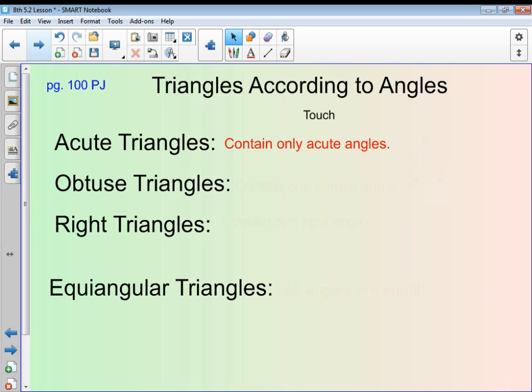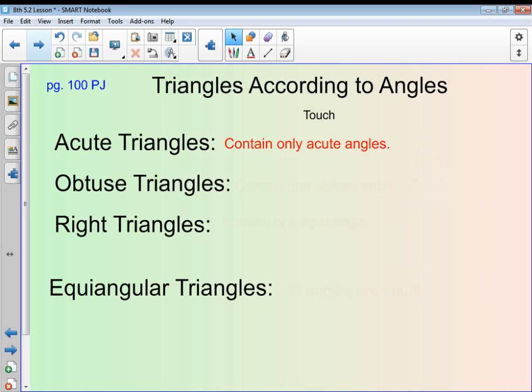So as I'm going through this lesson, I want you to write the definitions to your triangle names on page 100 of your practice journal. So this was actually letter B. It's not in the exact same order on my slides as it is in your book.